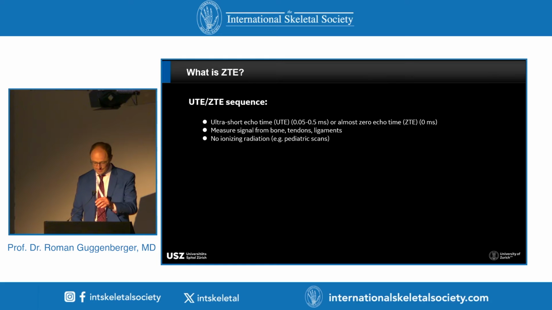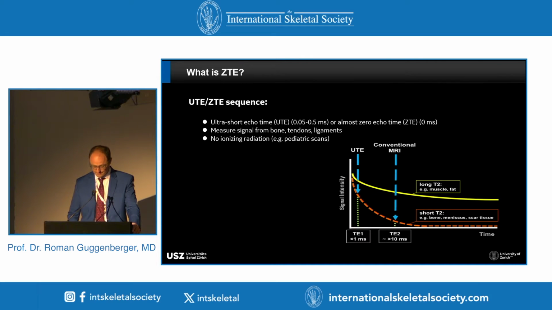Starting out with Zero-TE and actually UTE sequences, they are based on MR imaging using really short echo times, and we're talking about 0.05 milliseconds or almost 0 milliseconds. The reason for this is that we can measure MR signal in tissues that would otherwise already have lost their signal on traditional MR sequences, like bone, tendons, and ligaments. And of course, as in any MR examination, we do not use ionizing radiation in order to depict those tissues.